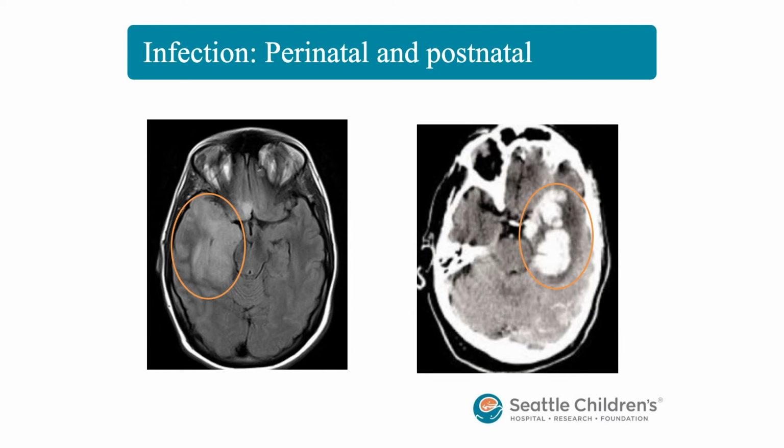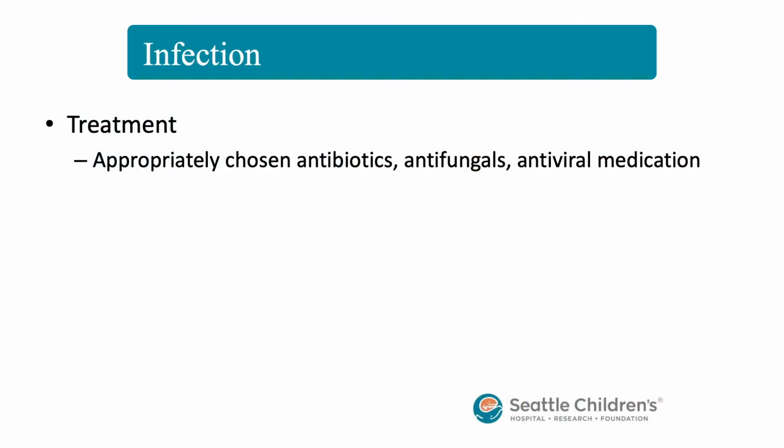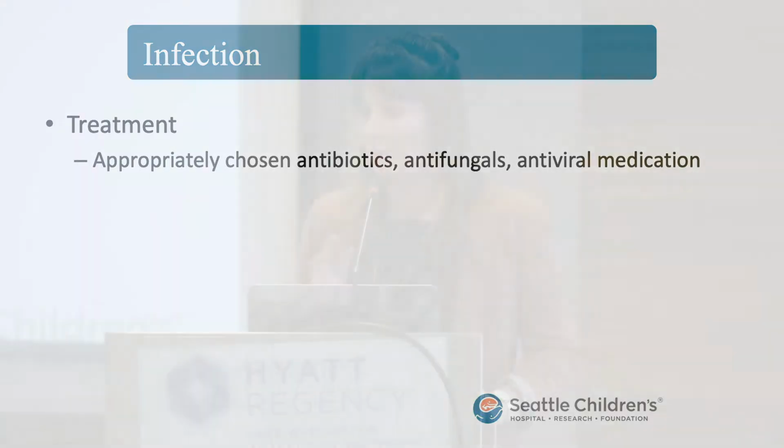And then on this image is another head CT, and we can tell that because the bone is white on the head CT, and you can see in the temporal lobe on the left side of the brain there's white, which means that it's blood. And so it's very common for HSV to cause bleeding in the temporal lobes, which, as you can imagine, would be very dangerous. So just a quick slide on how we treat meningitis and encephalitis is with an appropriately chosen antibacterial, antifungal, or antiviral that targets whatever organism is causing the infection.